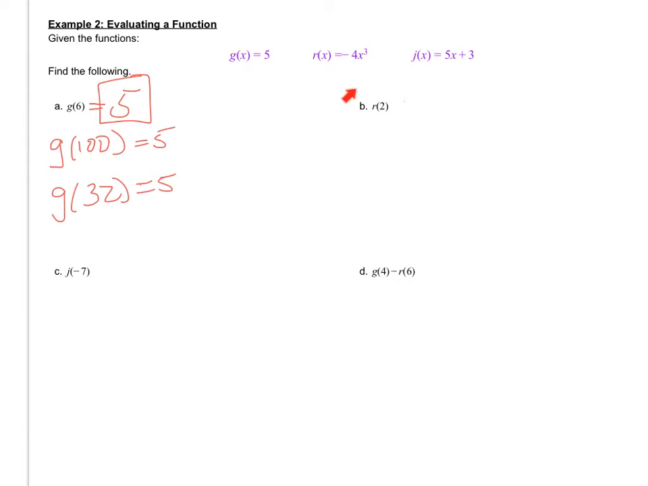Next, let's go and look at letter B, which is r of 2. Since we're using the r function, we want to use r of x, which is up here. So we're plugging into negative 4x to the third. We're taking r of 2, which means 2 is going in for that x. So we get r of 2 equal to negative 4 times 2 raised to the third. 2 to the third is 8. So we have negative 4 times 8, and negative 4 times 8 is negative 32.